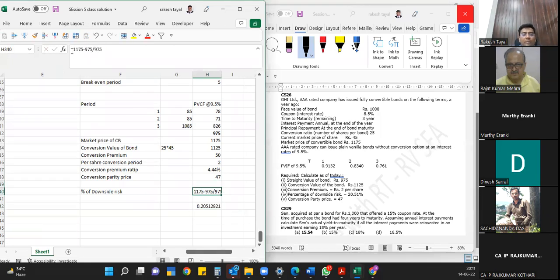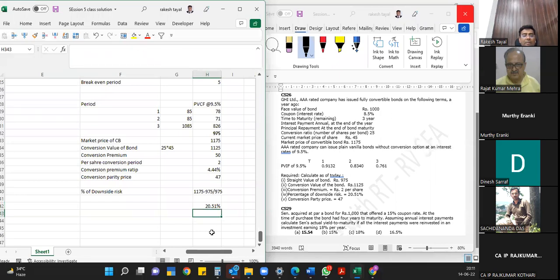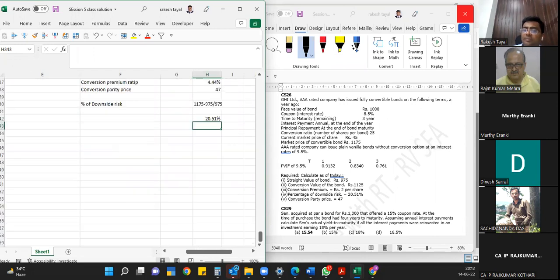Market price of the bond, market price of the plain vanilla bond, divided by that, because he is getting a premium on the convertible. You get the point? So 20.51 is the difference between the NCB bond and convertible bond value. So 20.51% is the downside risk. Clear?